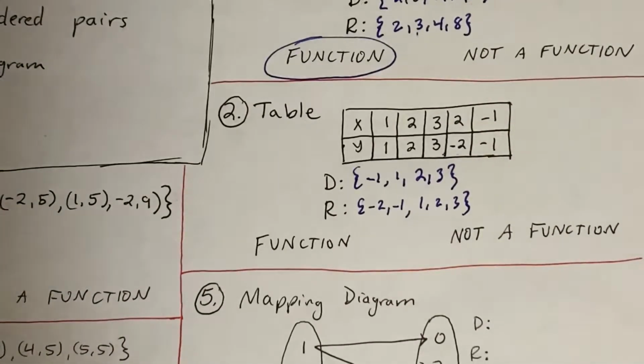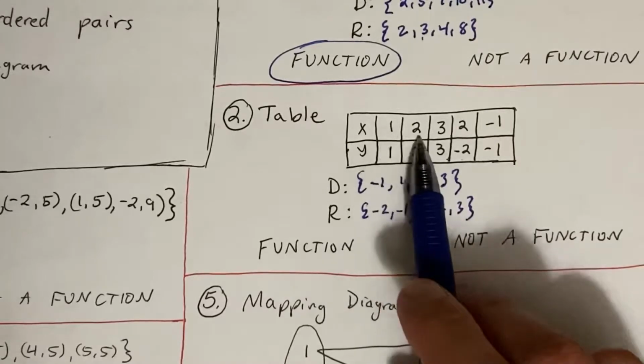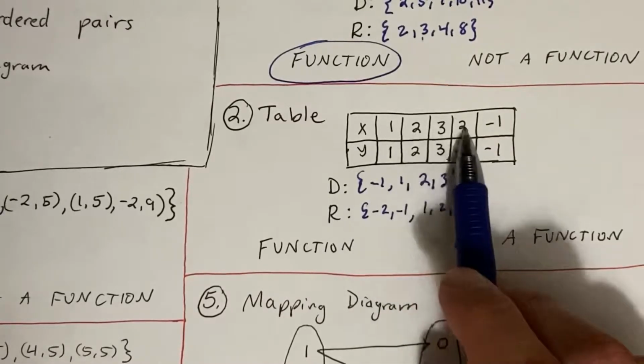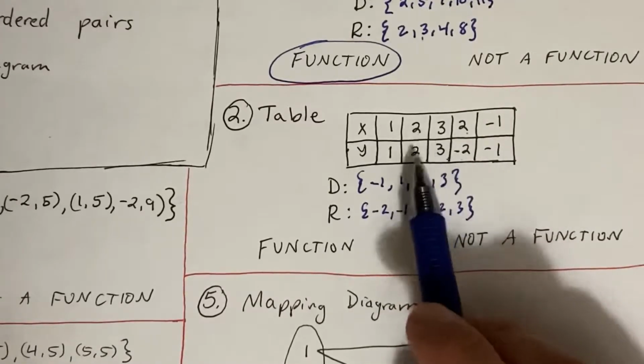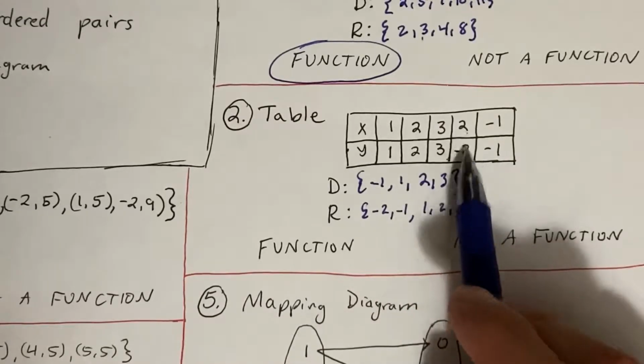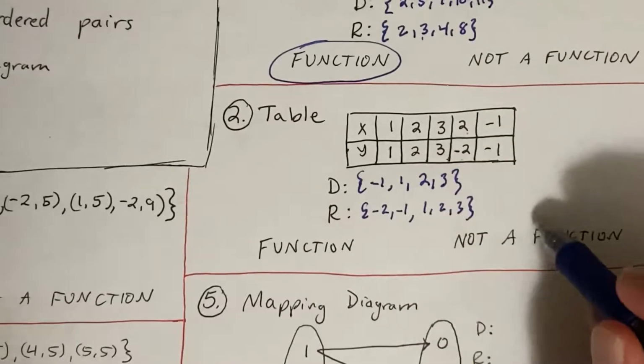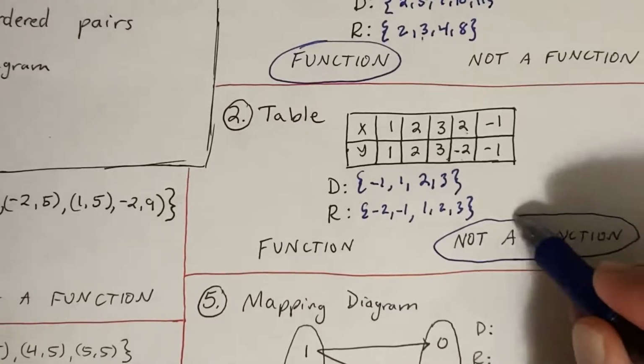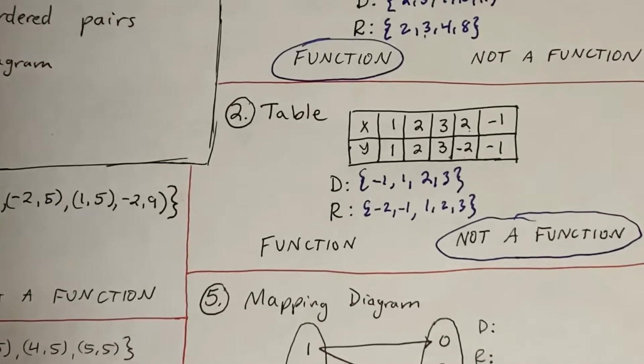Do I have any x values that repeat? 1, 2, 3, 2. So look, I have two 2s. Here I input 2 and I got +2. Here I input 2 and got -2. That is not a function. You can only have one output value for a certain input.